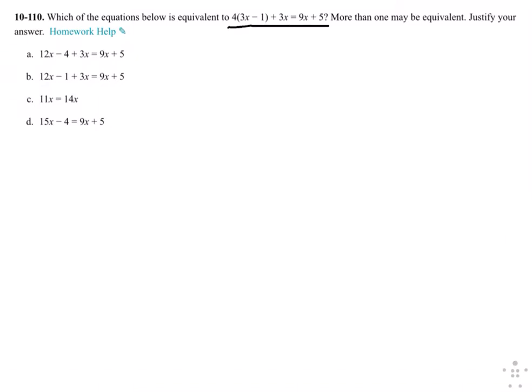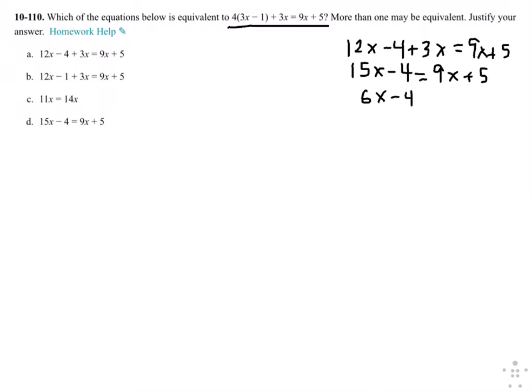So I'm going to distribute. I'm going to get 12x minus 4 plus 3x equals 9x plus 5. And then combine like terms: 15x minus 4 equals 9x plus 5. Subtract 9x, that's 6x minus 4 equals 5. Add 4, 6x equals 9. x equals 9 sixths, so x equals 3 halves. So there's the solution, right?